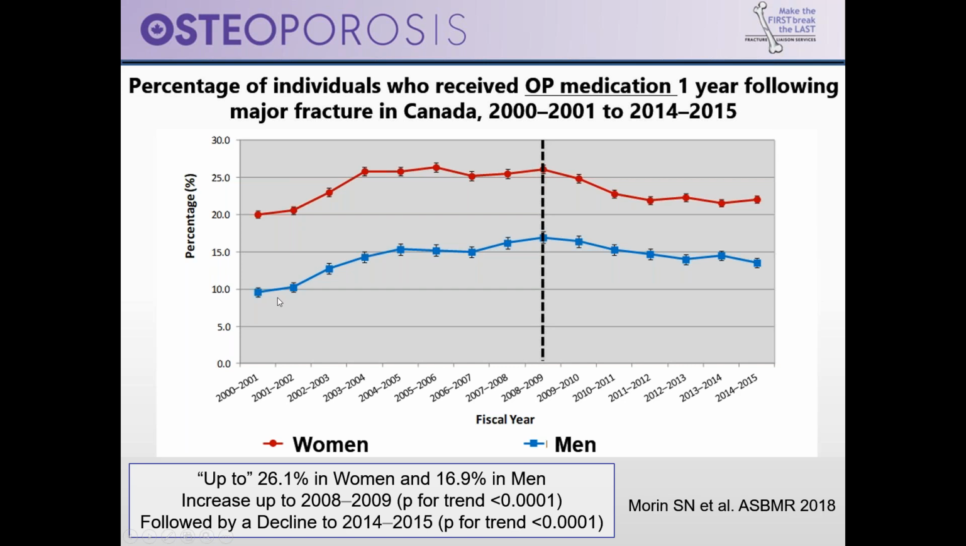If you look at men in blue, you can see that at the peak in 2009, only 17% of men have been offered osteoporosis treatment within 1 year of their fracture. So you can appreciate that the care gap is huge in this instance. Less than 20% of the general public were offered treatment. And what's more worrisome is the fact that since 2009, the trend has actually been downward. And this has been a worldwide phenomenon. It's been documented in most jurisdictions that report treatment rates of fracture.